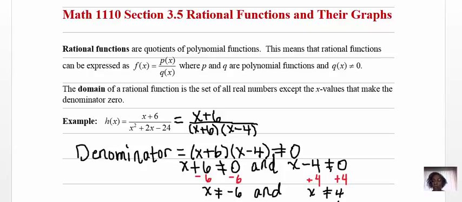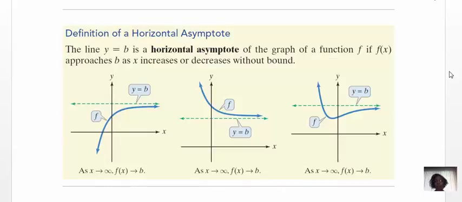We are continuing our look at section 3.5, rational functions and their graphs. Let's take a look at the definition of a horizontal asymptote.